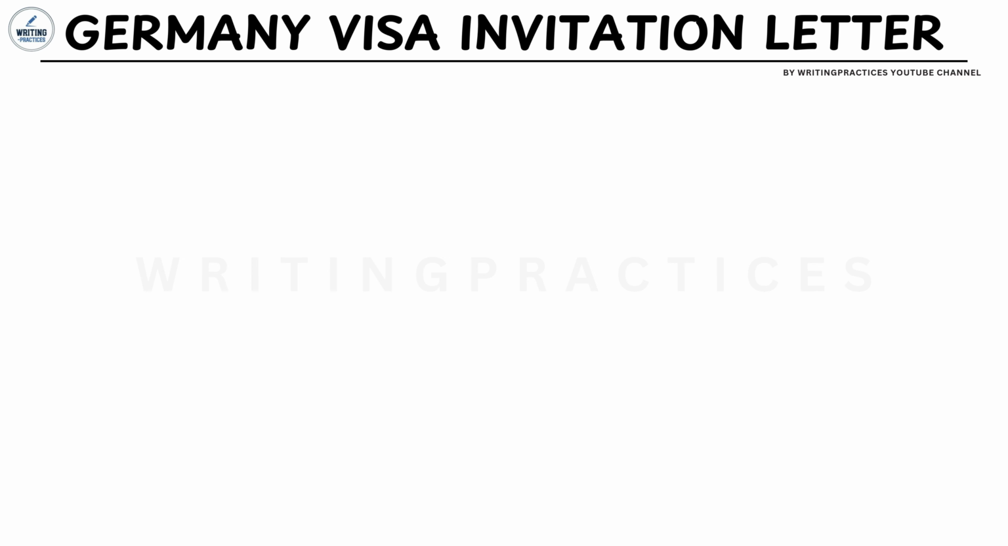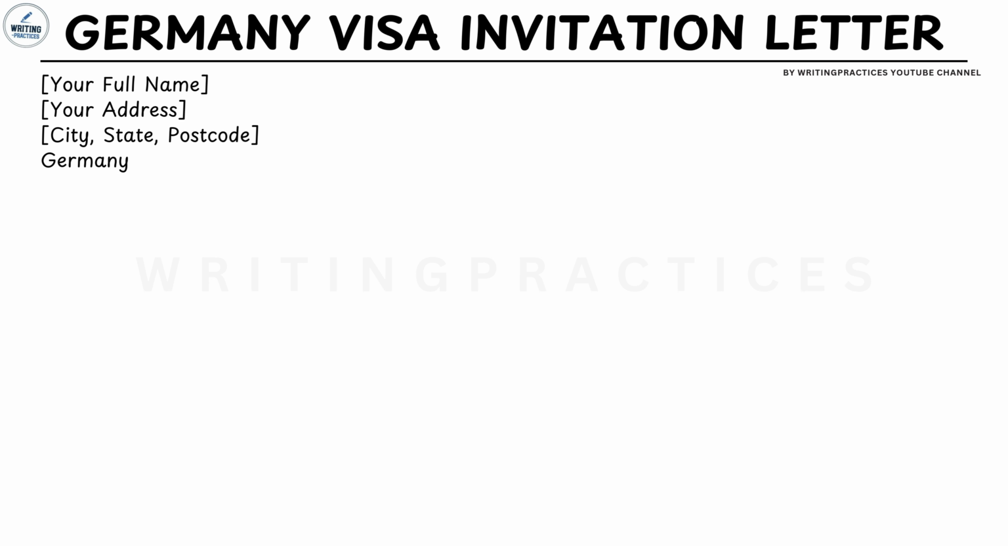1. Your personal information. Begin by providing your full name, address, city, state, postcode, email address, and phone number. This transparency establishes your identity and location, offering the visa officer a clear point of contact. For example, John Doe, Musterstraße 1, 10115, Berlin, Germany, john@email.com, plus 4931 234 567.